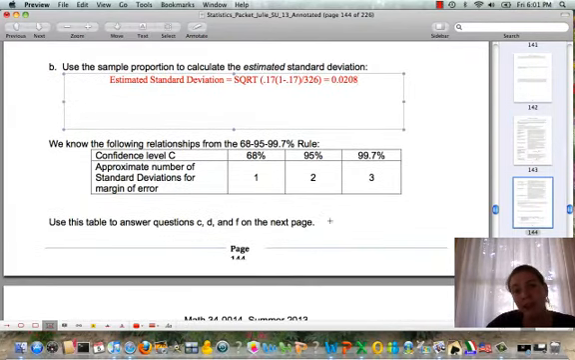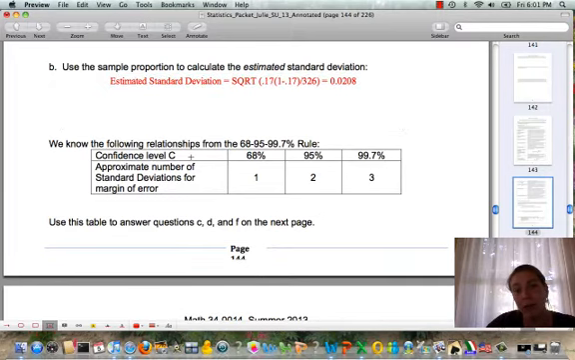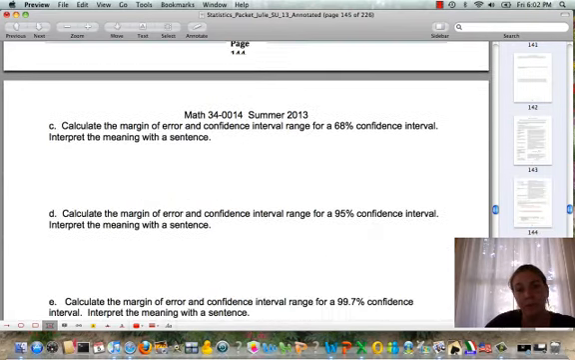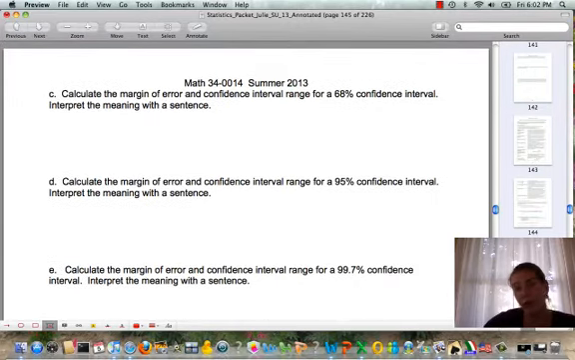Okay, so from our 68, 95, 99.7% rule, we know that for these confidence levels, 68 ties with 1 standard deviation for the margin of error, so above or below by 1 standard deviation from the mean. 95% corresponds with 2 standard deviations, and 99.7% corresponds with 3 standard deviations. So we're going to use this data from the 68, 95, 99.7% rule to answer questions C, D, and F on the next page. So our first calculation is a margin of error and confidence interval range for 68% confidence, and then we're going to interpret what that means with a sentence.